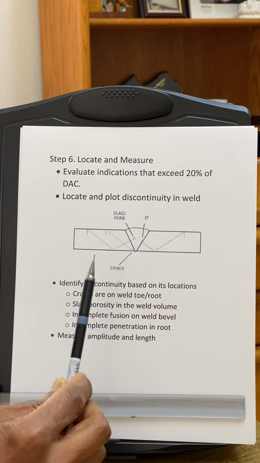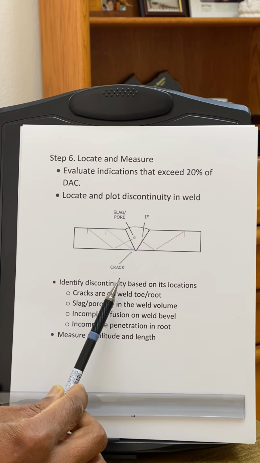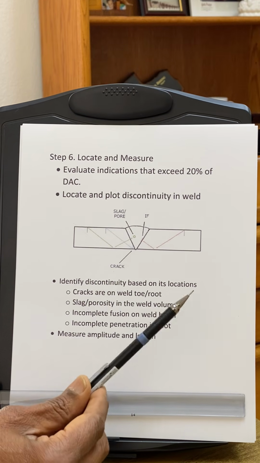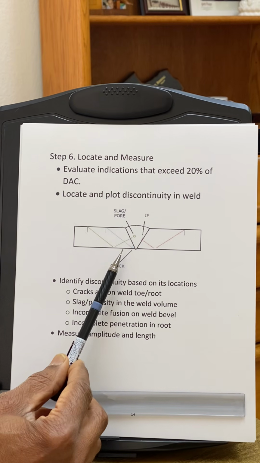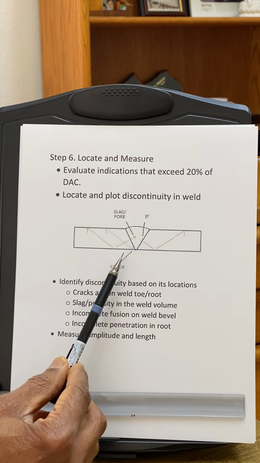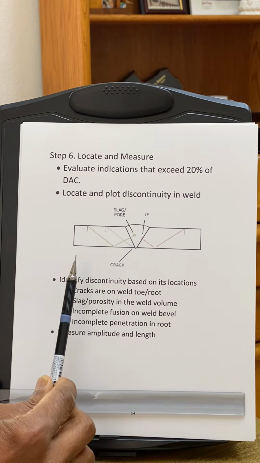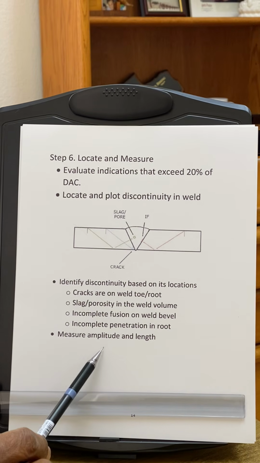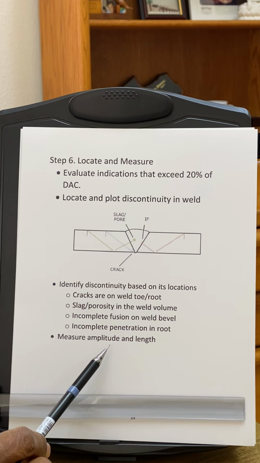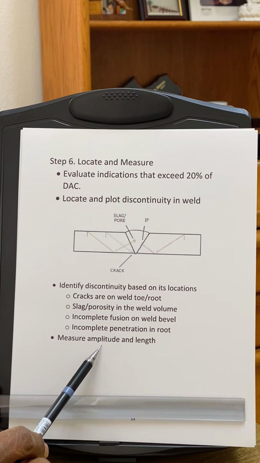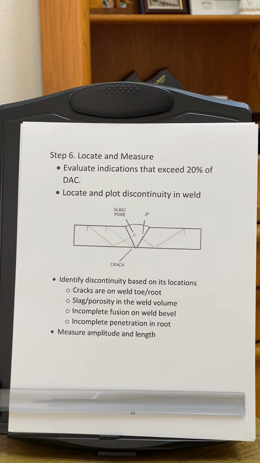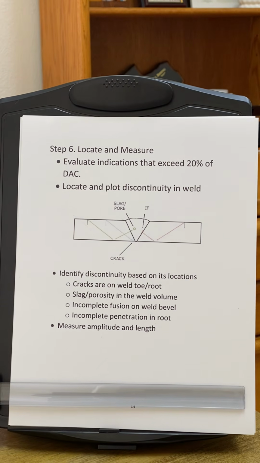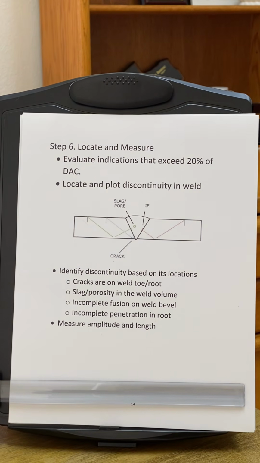And once we locate the indication, then we will call it a discontinuity, because then we are sure that this is a discontinuity inside the weld area. And then we measure the amplitude and the length of the indication. So the amplitude has to be measured relative to the distance amplitude curve. And now let's go back to the distance amplitude curve.